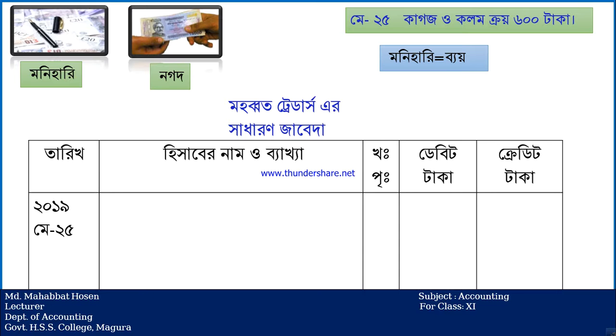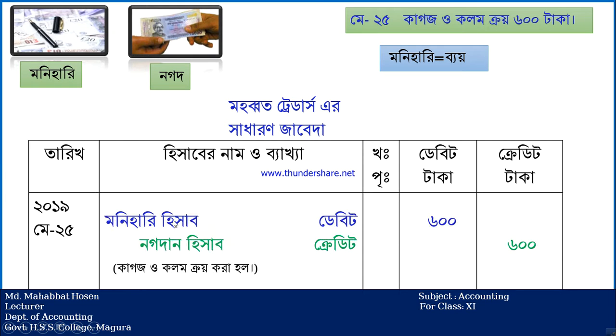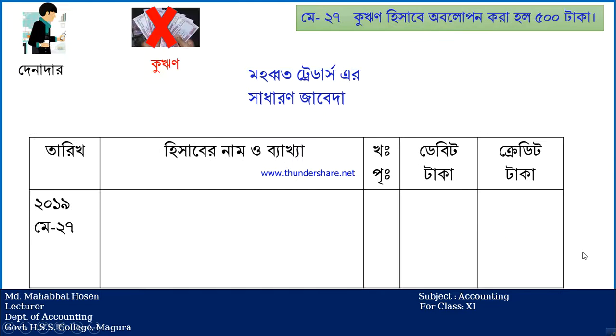It is also on paper and pen. It is commonly called stationery expenses. Am I right? So if any expenses increase, that means stationery expenses increase 600 and cash has gone from the business. So cash will be credited 600.